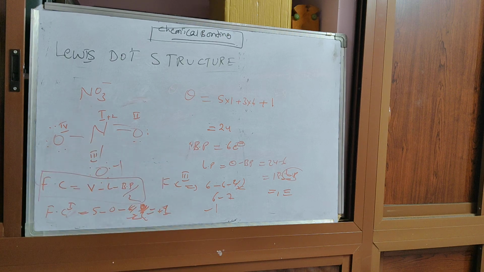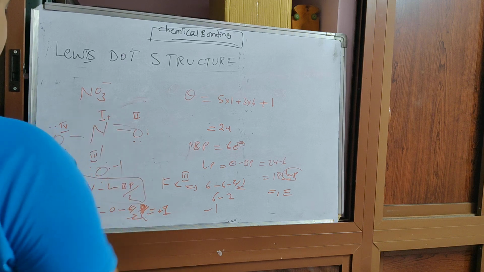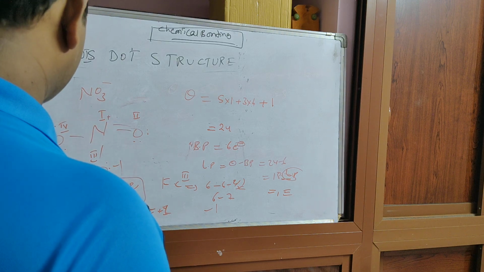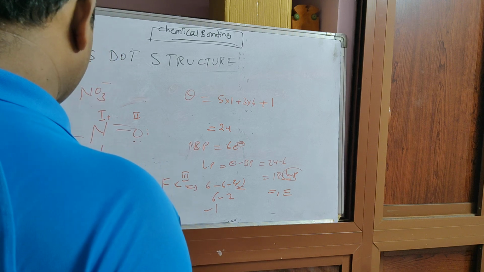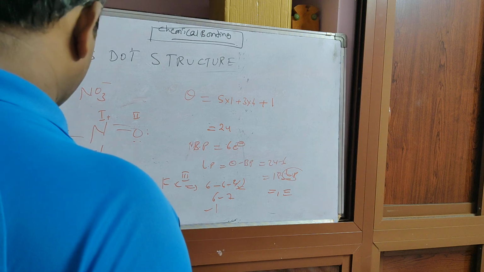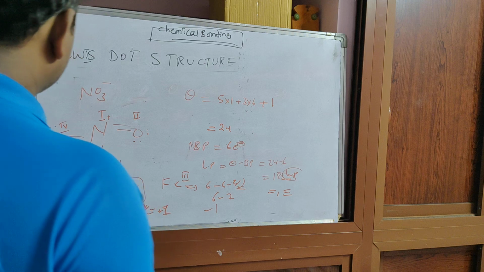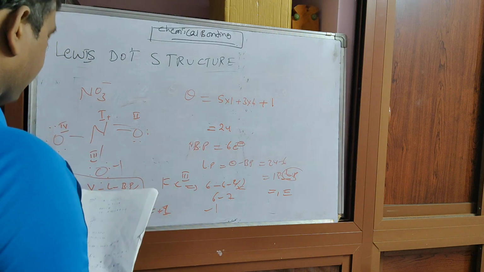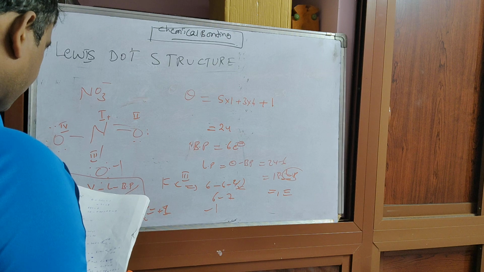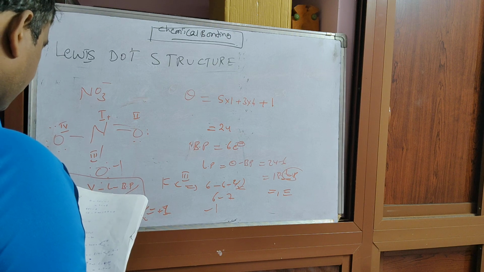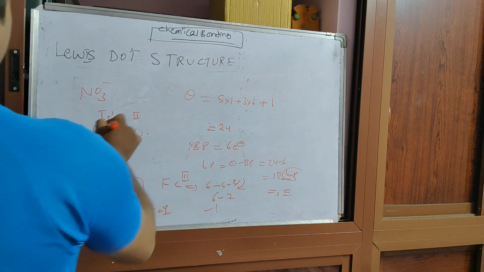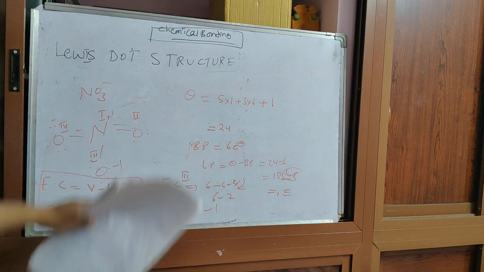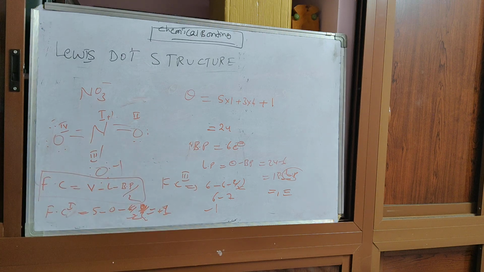Next, here also we can calculate it. NO3 minus, already there is a double bond there. Yes, NO3 minus. If you want to calculate this one, here we get plus 1, here we get minus 1. Then it will be all double bond. Only this one is the structure, then it will be obtained easily.